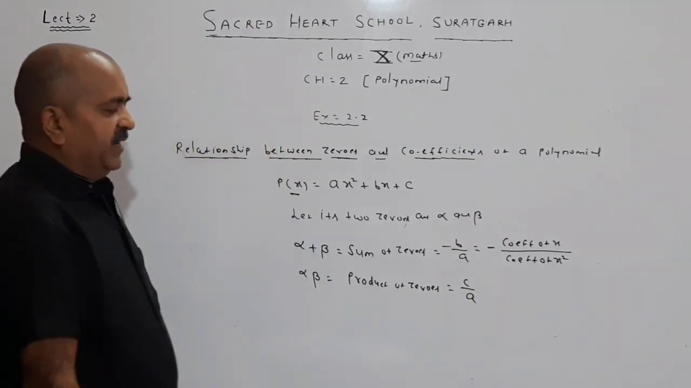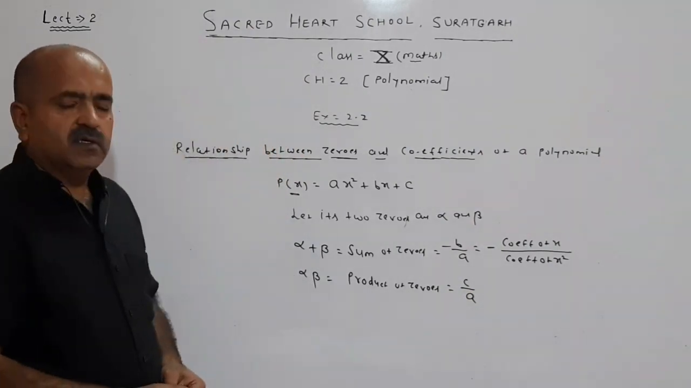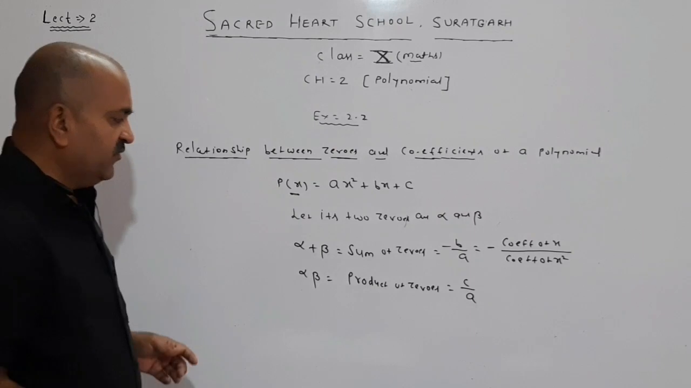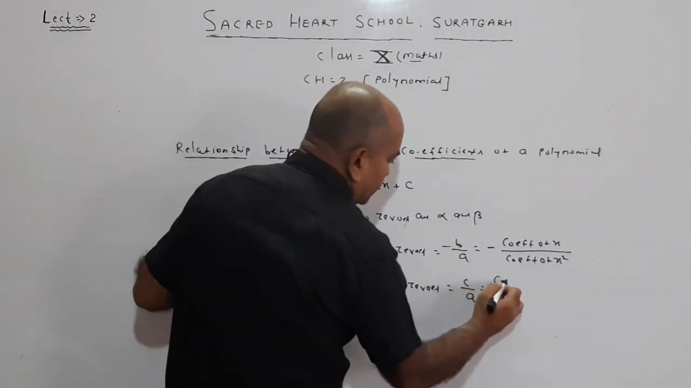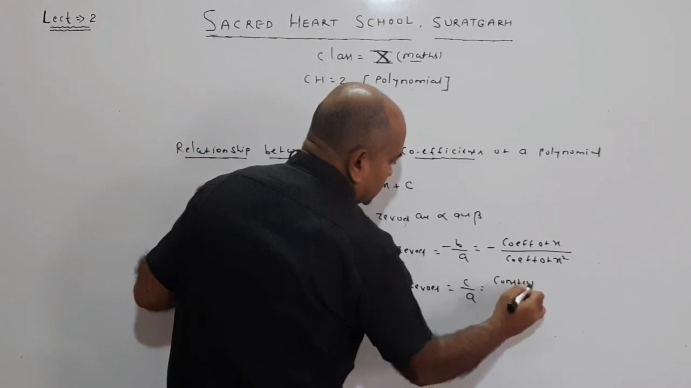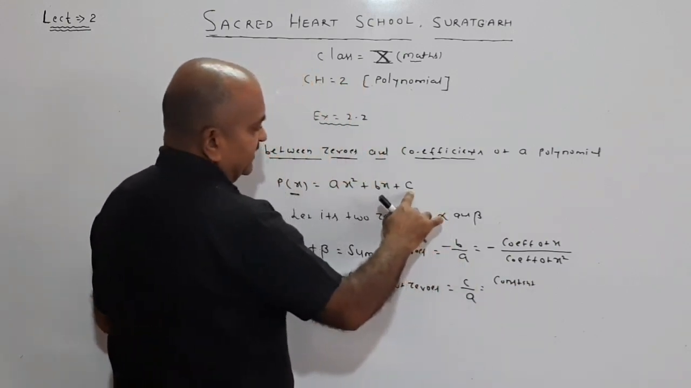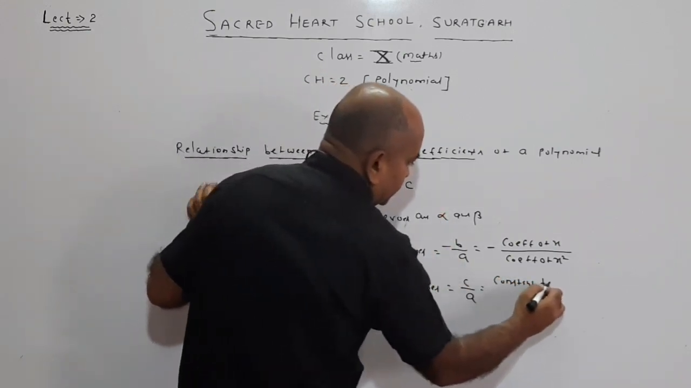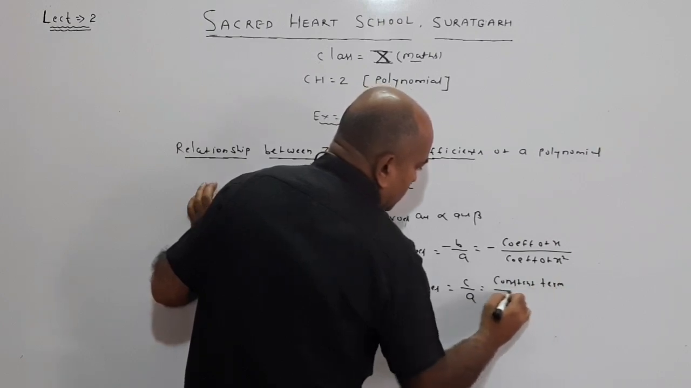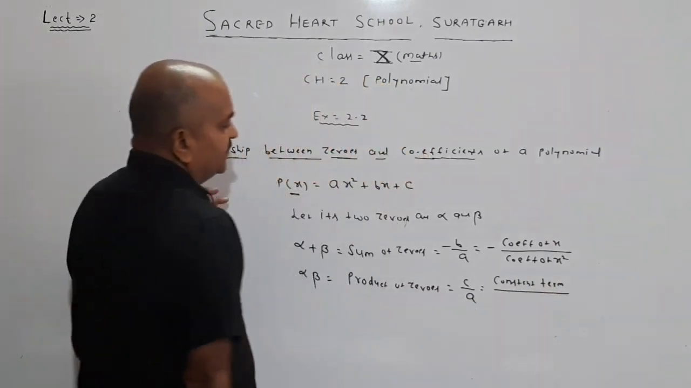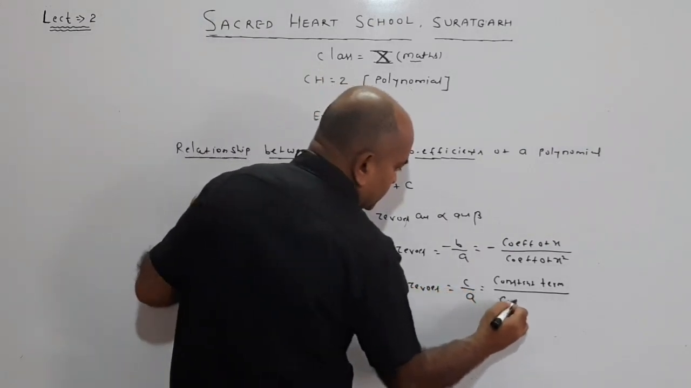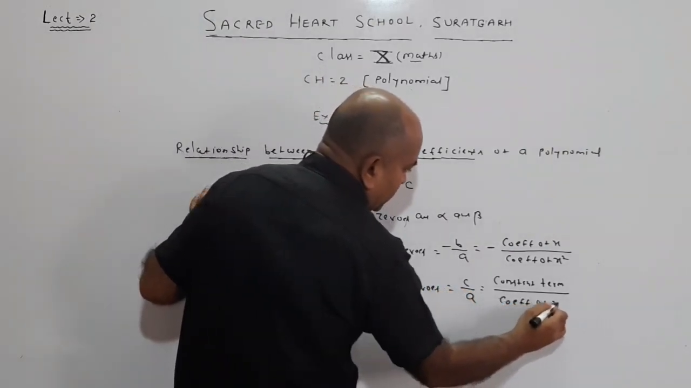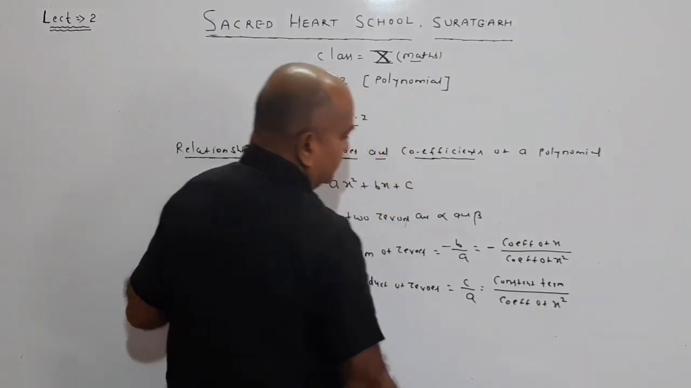And it means c by a. Yes, students. What is the mean of c and what is the mean of a? C means constant term. Yes, students, c means constant term, it means this c, constant term upon a. A means coefficient of x square.